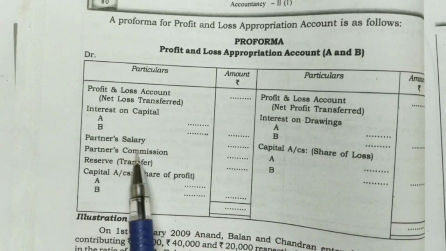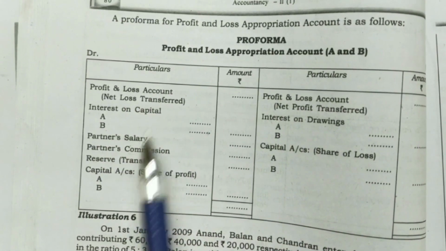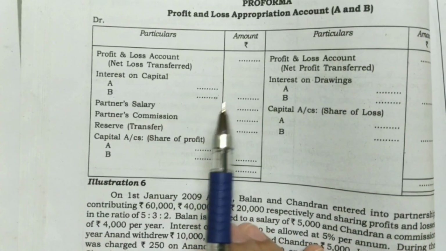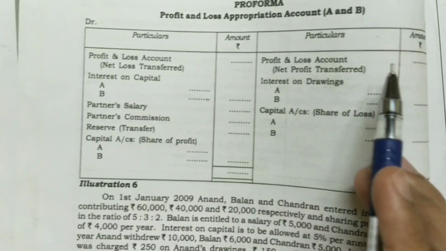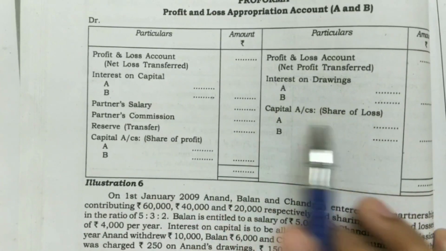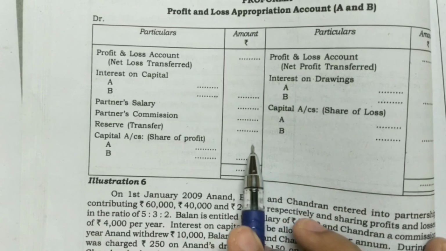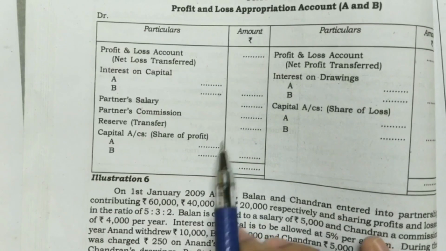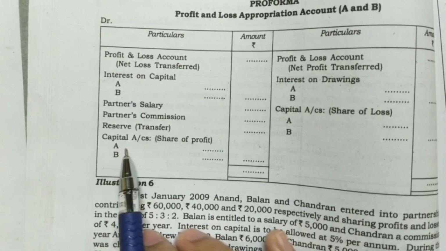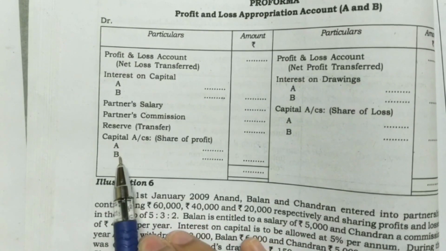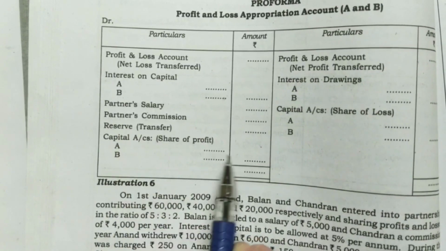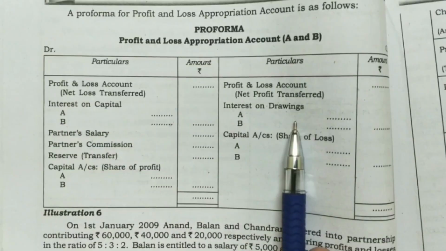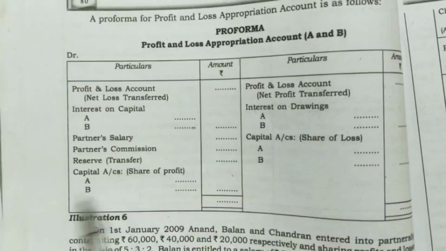And partner salary, partners commission, reserve, if there is any transfer of reserve, it will be shown on the debit side. And when we finally total it up, if the balancing figure appears on the debit side of profit and loss appropriation account, then it is profit. If it appears on the credit side, then it is loss. So whatever it is, even if it is loss or profit, it should be shared among the partners in whatever profit sharing ratio they have agreed upon. So I guess profit and loss appropriation account is now clear to you.